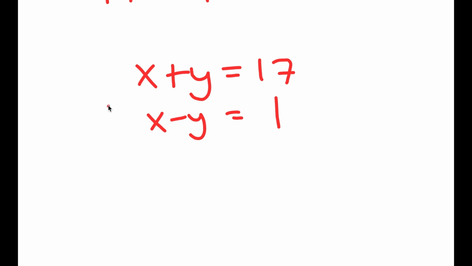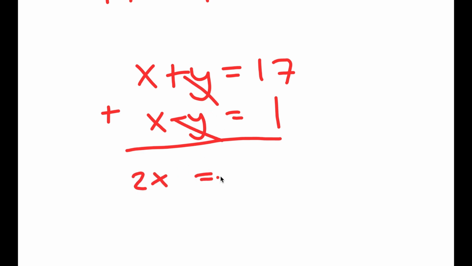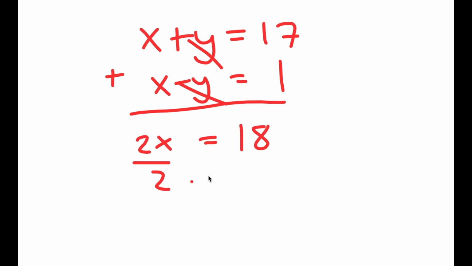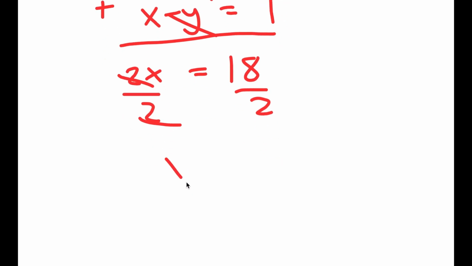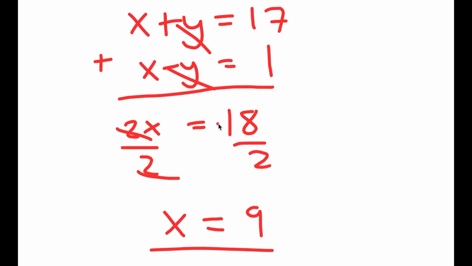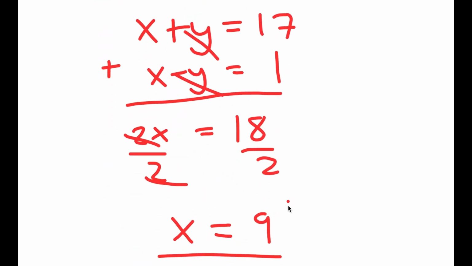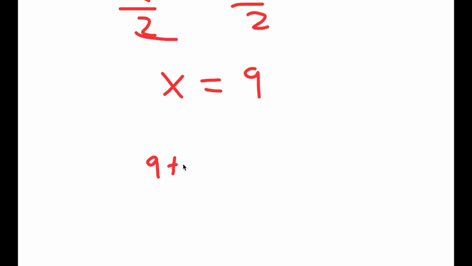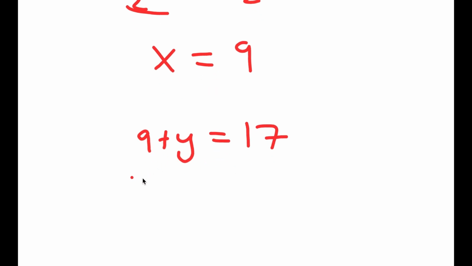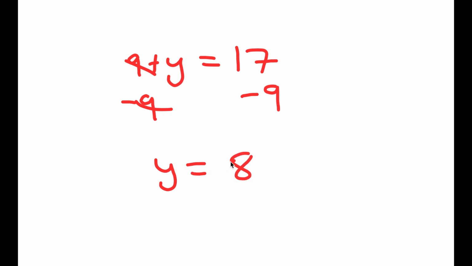So to solve the system of equations, I can add these two equations. x plus x is 2x. Positive y, negative y cancel out. So I get 2x is equal to 17 plus 1, which is 18. And if I divide both sides by 2, I get x is equal to 9. Now, it's pretty simple to find the value of y from here. We can plug this into either one of these equations. I'm going to choose the first one. So I have 9 plus y is equal to 17, meaning y is equal to 8.